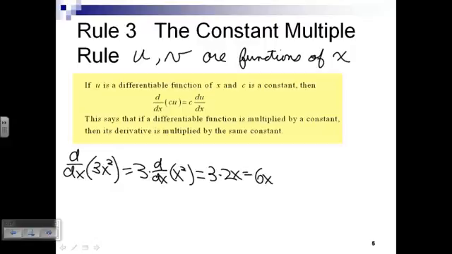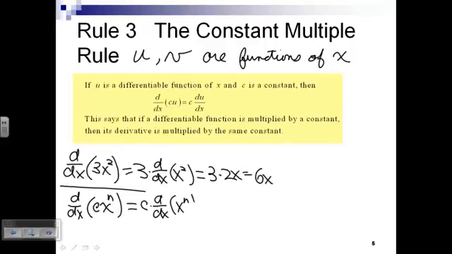If you wanted to create a new rule, you could say the rule for taking the derivative of something in the form cx to the nth is equal to c times the derivative of x to the nth, which is equal to c times n times x to the n minus 1. Hey, you've got your new rule for you. And now you never have to write it out long ways again. You can go right to that rule.